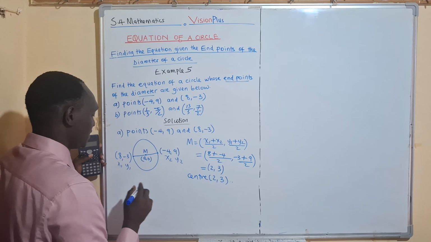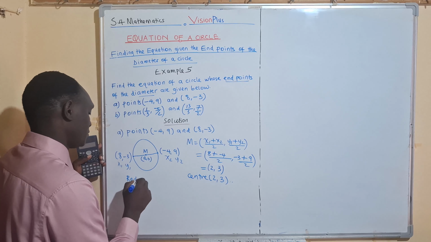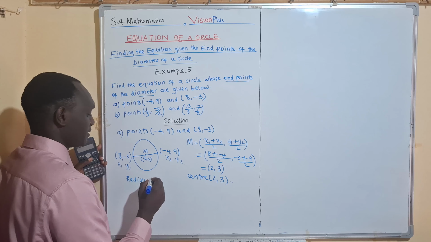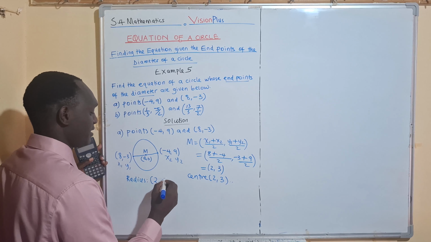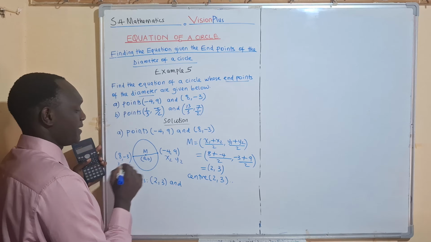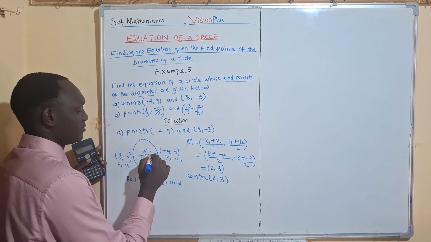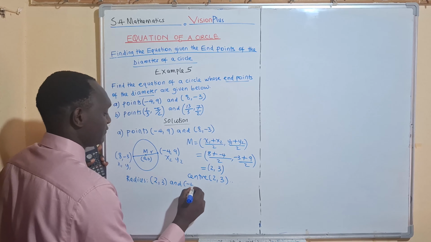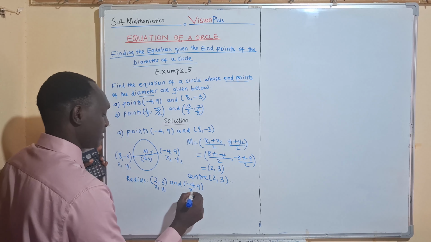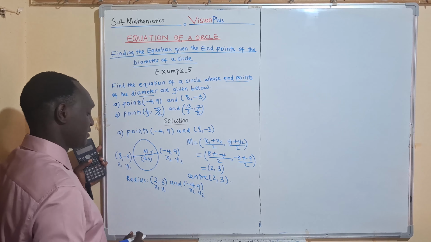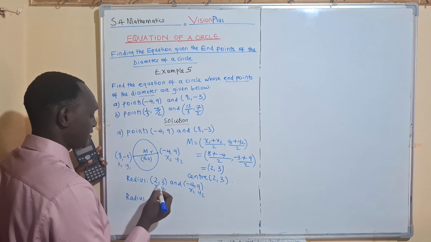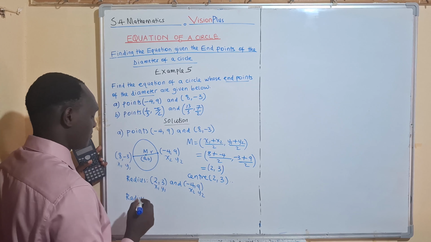After getting the coordinates of the center, we need to find the radius so that we can write the equation. To make the work easier, take the center (2, 3) and any other point, either this or this. Let me take this one, (-4, 9). Then we name them x1, y1, x2, y2. The radius is the distance between these two points, the center and this other point.